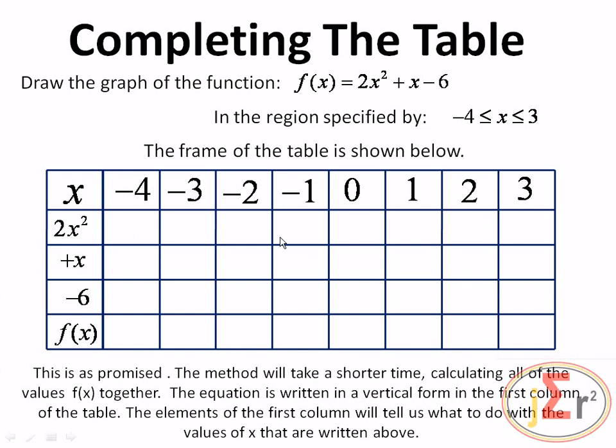What do we do next? We are writing the function in the table. So we are writing 2x squared there. We have that 2x squared. Plus x goes next. Then we have -6. And of course, at the end, we are required to have the values of f of x.